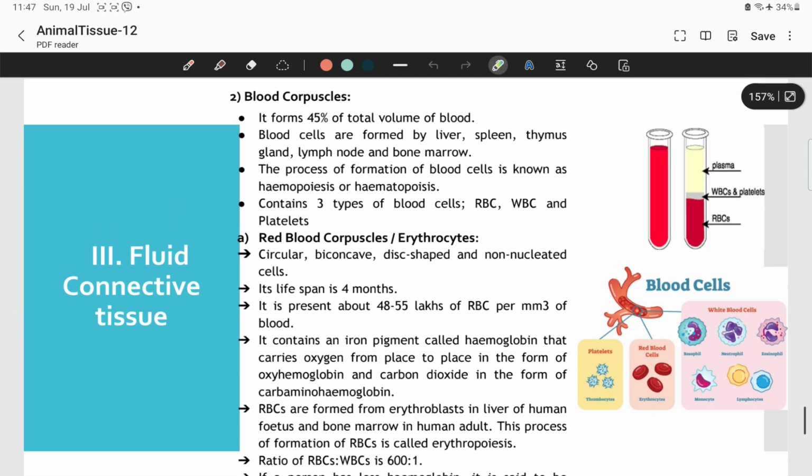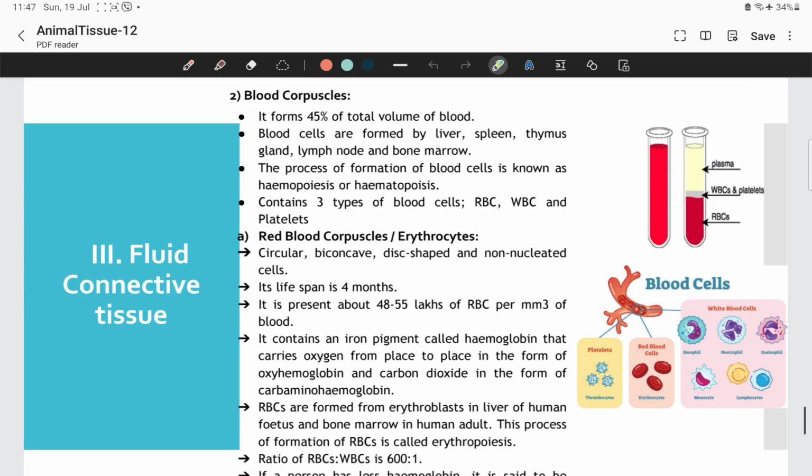Now let's go to the next component of blood, known as blood corpuscles or blood cells. Plasma occupies 55%, which means blood corpuscles occupy 45% of the total volume of blood. The blood cells are formed by the liver, spleen, thymus gland, lymph node, and bone marrow. The process of formation of blood cells is known as hemopoiesis or hematopoiesis. There are three types of blood cells: RBC, WBC, and platelets.